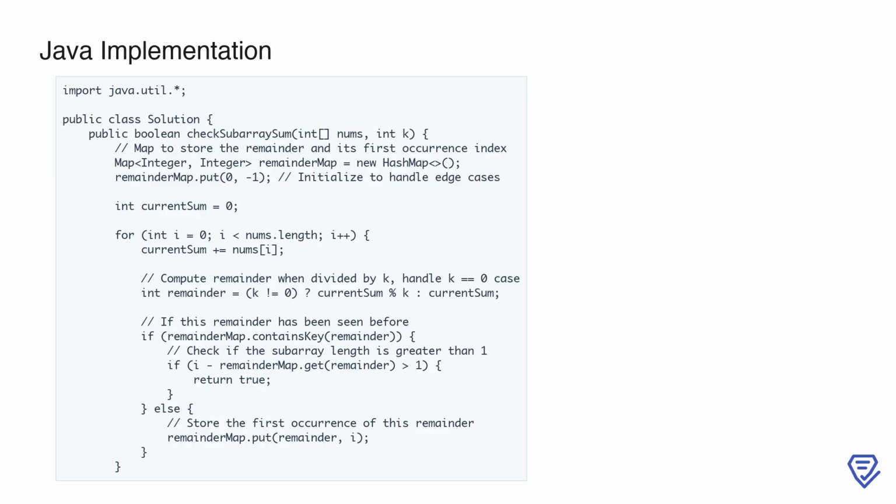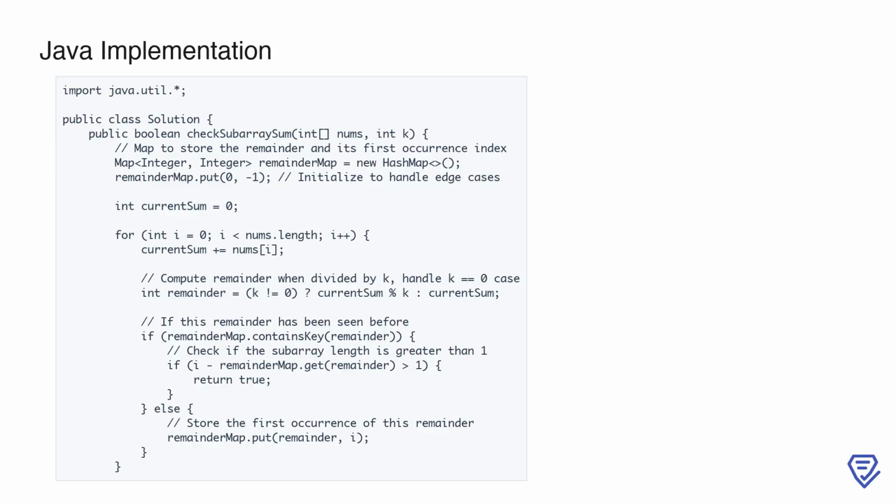This ensures that we handle cases where k is 0 gracefully. Now, if the remainder has been seen before in the map, it means there's a subarray between the previous occurrence of this remainder and the current index whose sum is a multiple of k. We then check if the length of this subarray is greater than 1 by comparing the difference between the current index and the stored index. If the condition is met, we return true.